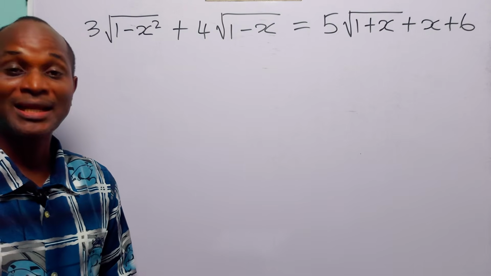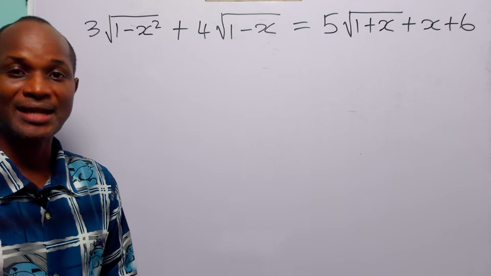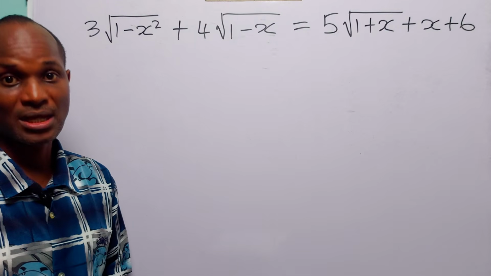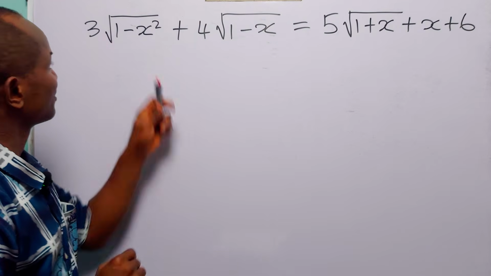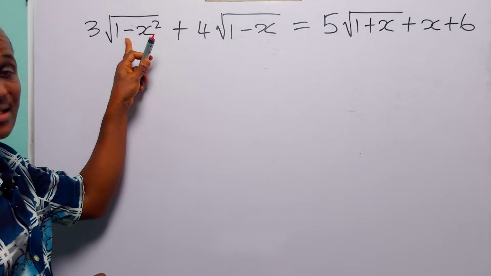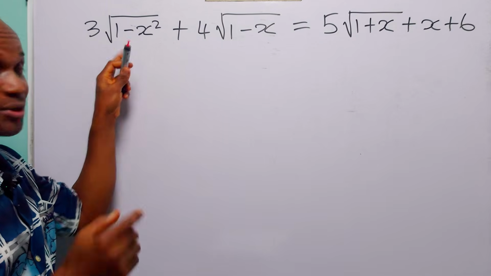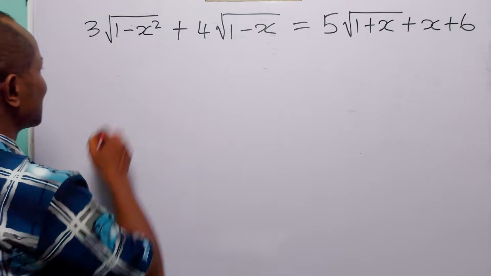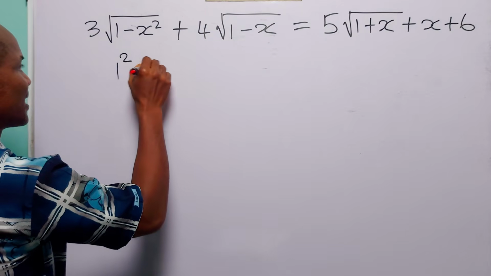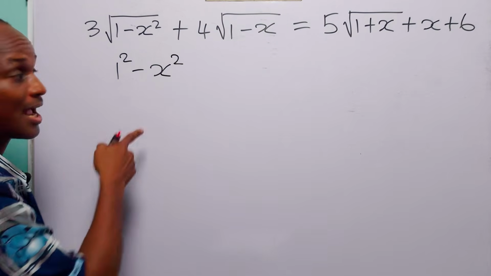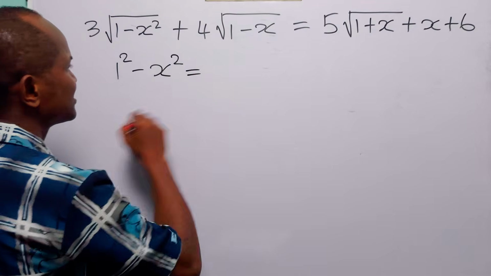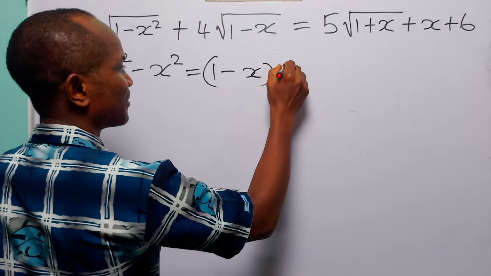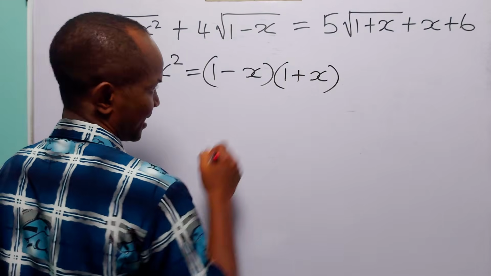Hello and welcome. In this math tutorial, our task is to find the real values of x that satisfy this equation. Now, to solve this problem, notice that here we have the difference of two squares because 1 minus x squared is exactly the same thing as 1 squared minus x squared. And of course, we can factorize this as 1 minus x multiplied by 1 plus x.